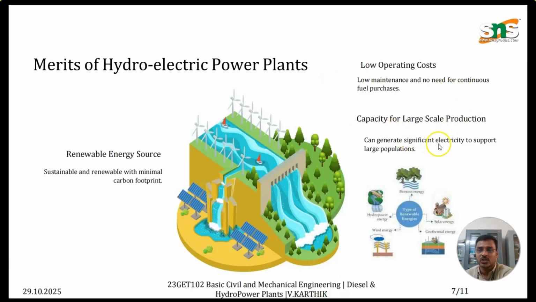Then there is the capacity for large scale production: it can generate significant electricity to support large populations, while thermal or diesel power plants are not able to provide that much. In the hydroelectric power plant, by the size of the dam or reservoir we build, we can easily calculate the capacity of the power source. This is about the merits of the hydroelectric power plant.